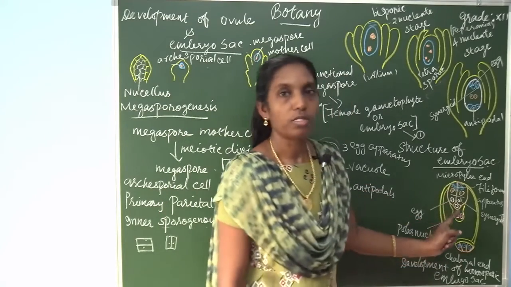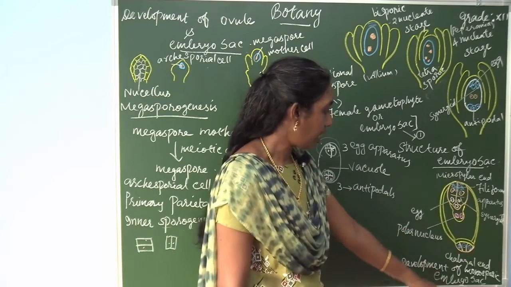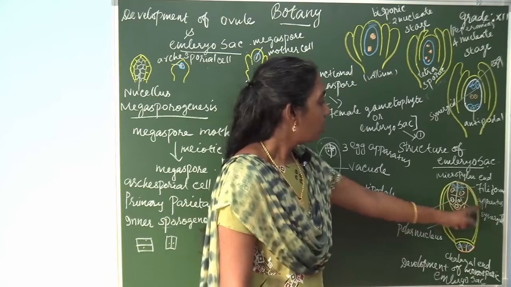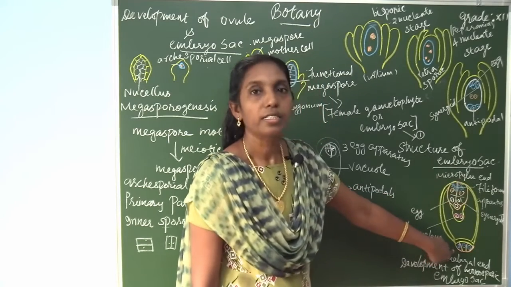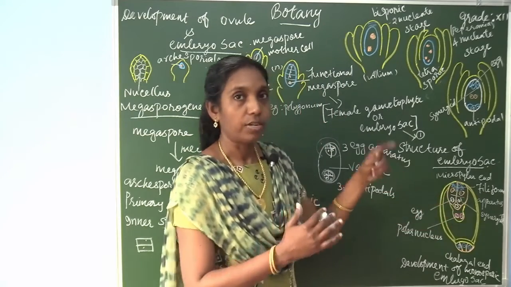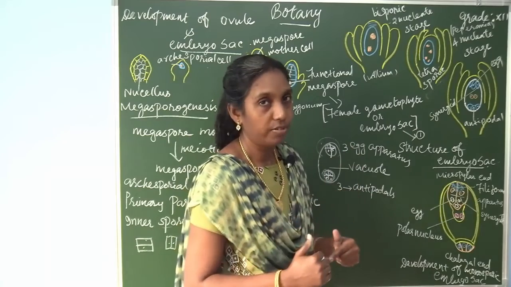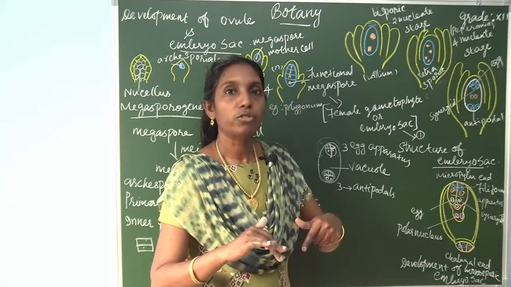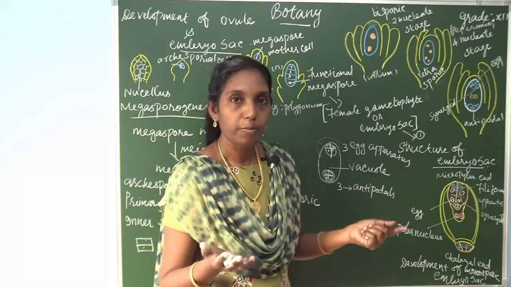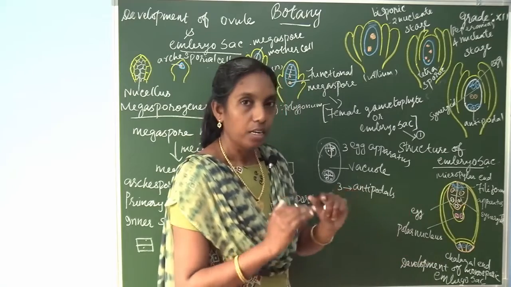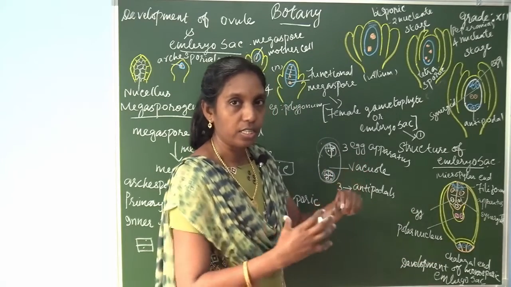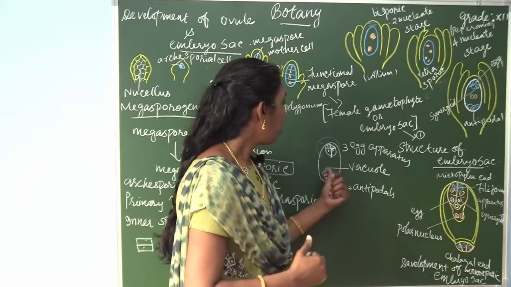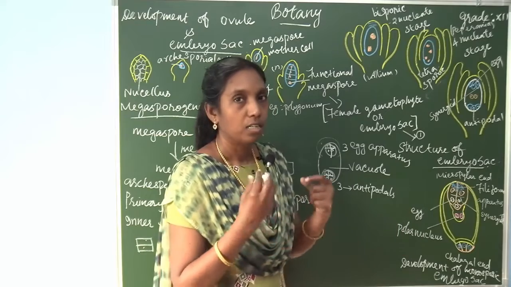When you look at this diagram, it shows very clearly. This is the micropylar end and this is the chalazal end. This diagram represents the development of the monosporic embryo sac. Here there are two regions, the micropylar end and the chalazal end. When the megaspore undergoes mitotic division, it forms two cells, one in each direction. Again these two cells divide twice and become four different cells at each pole. Of these, the micropylar region forms the egg apparatus, and the remaining three at the chalazal end form the antipodals.